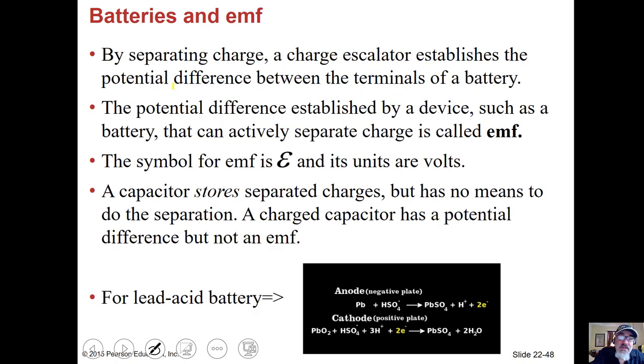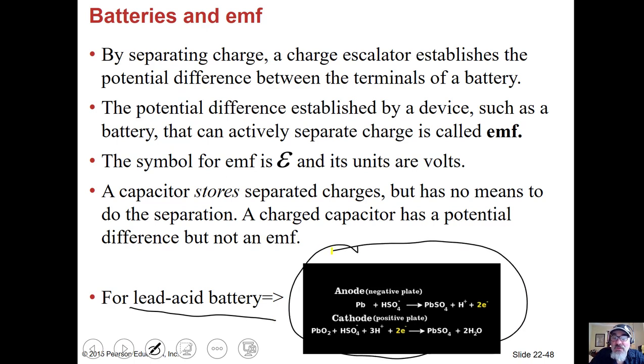I just listed this for a lead acid battery down here. I don't think you'll find this in the chapter, but here's one possible reaction. We've got lead, that's Pb, and an acid here and here. Different cathode and anode. One is lead, and then it looks like we have lead oxide down there. Anyway, you get charge carriers. You get the excess electrons, and that's what we want.